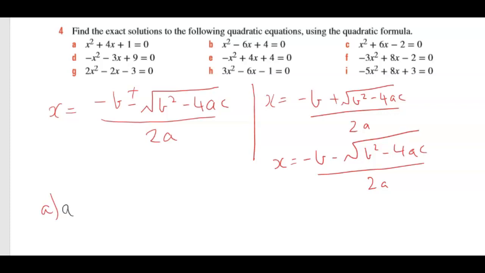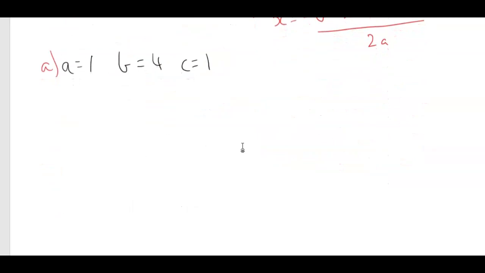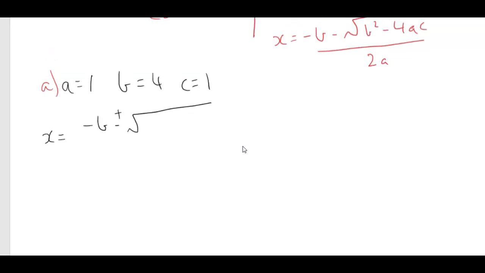All right, so the first thing we need to do is identify your A, which is 1, your B is 4, and your C is 1. Okay, so we're identifying A, B and C. Now I'm assuming we can find the solutions for all of these. So let's go ahead and do that. I'm going to just write the formula again, if I can remember it. Okay, and then we just do a straight substitution.